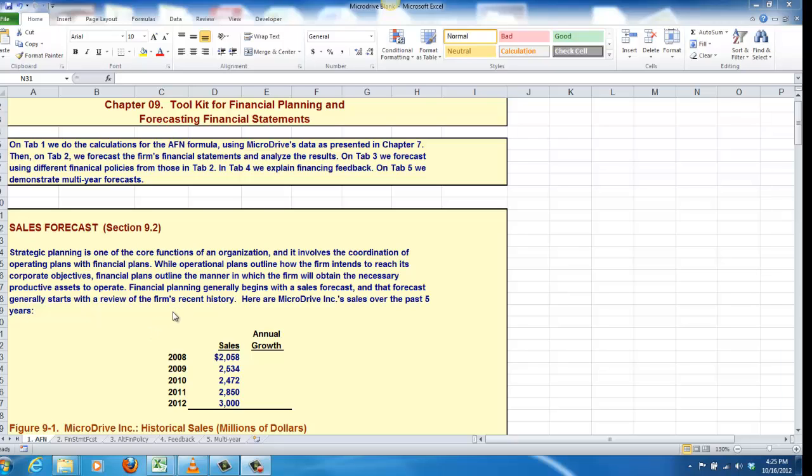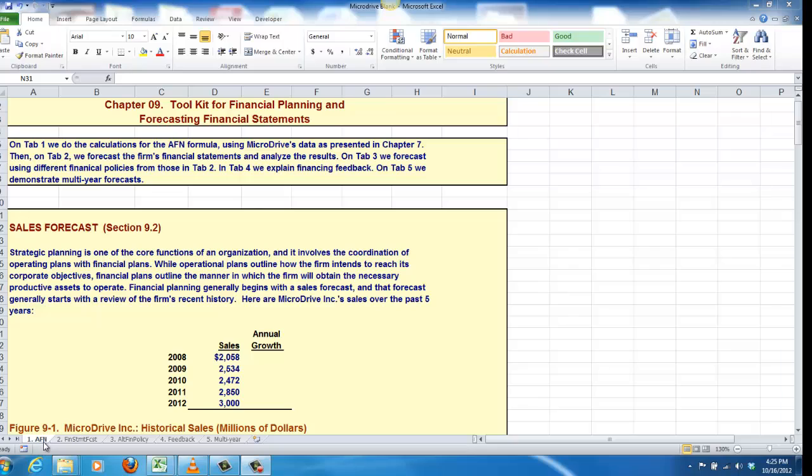So what I'm going to do in this presentation, or actually in this series of presentations, is walk through forecasting a financial statement using the example in your textbook in Chapter 9. I'm going to make 5 different videos, one for each of these tabs down here.